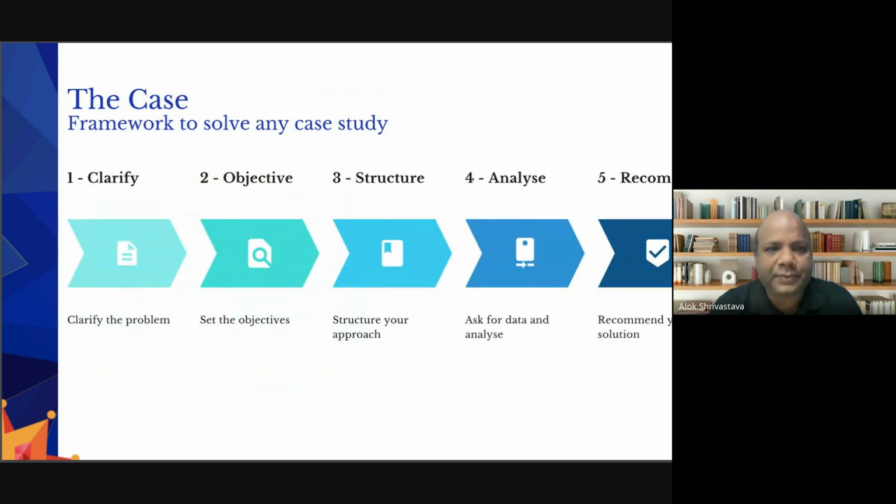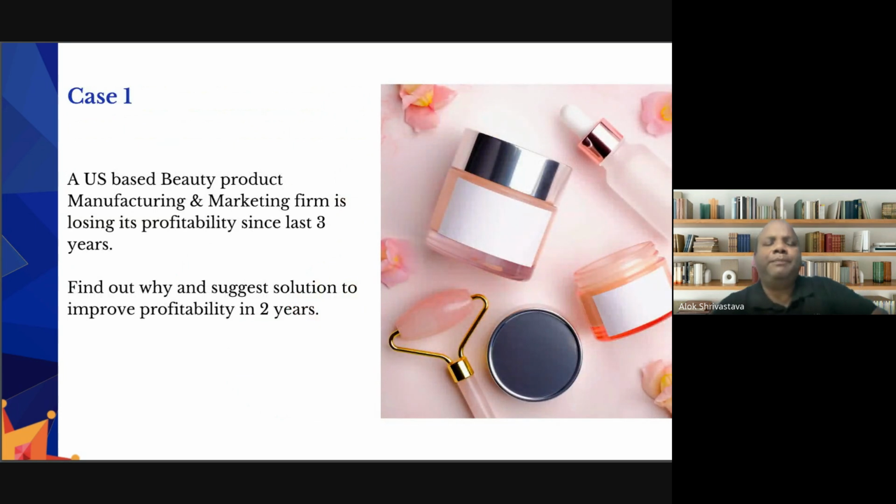Okay. So this framework we will discuss during the case itself. Let's say this is a case given by a recruiter to you, right? There is a US-based beauty product manufacturing and marketing firm which has been losing its profitability for the last 3 years. We need to find out why this is happening, and we need to suggest what we should do to improve the profitability. So that's the problem statement.